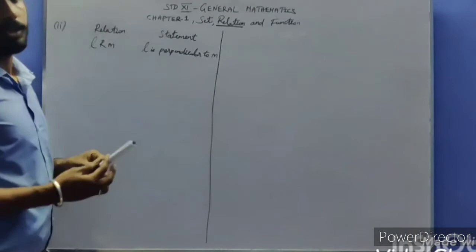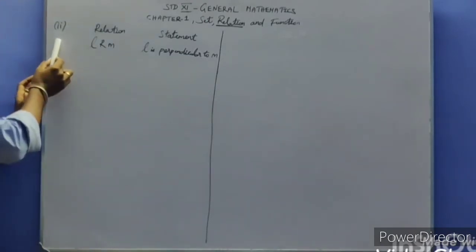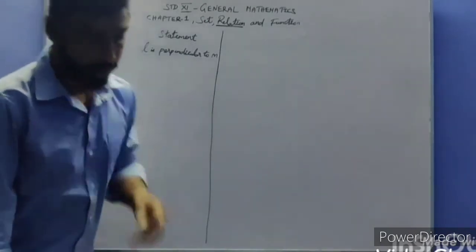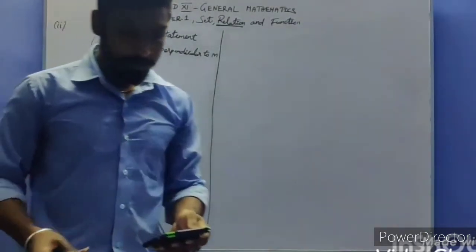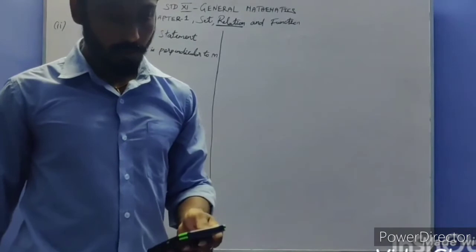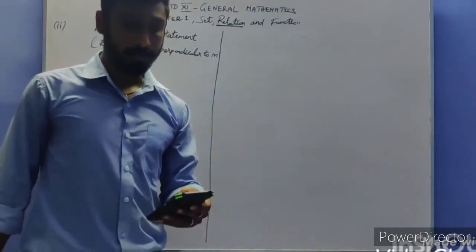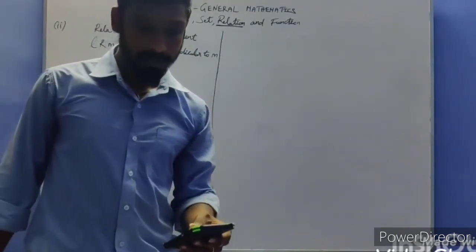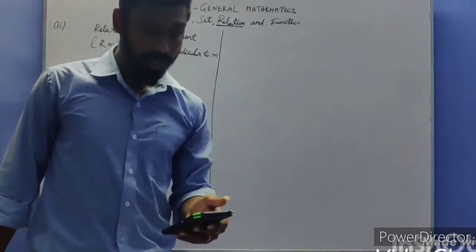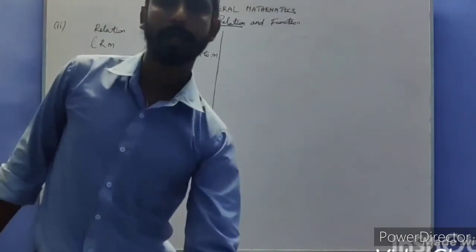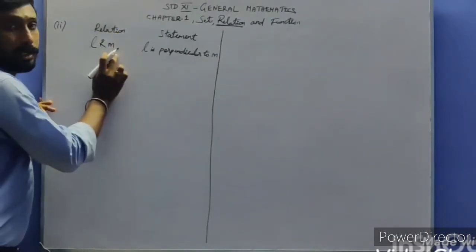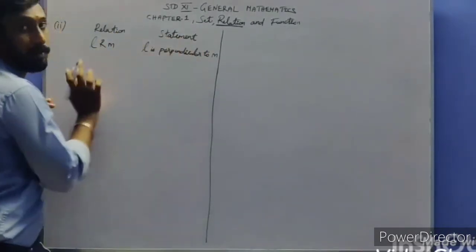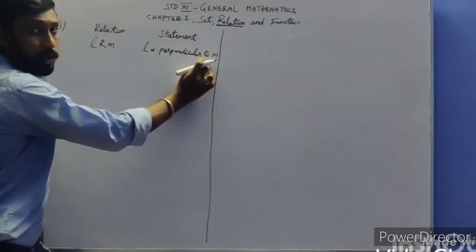Now listen children, now we are going to see the second one. What is the question they have given here? Let P denote, take your book first. Let P denote the set of all straight lines in a plane. The relation R is defined by L related to M if L is perpendicular to M. What is the relation they are giving here? L related to M. What is the statement they are giving here? L is perpendicular to M.